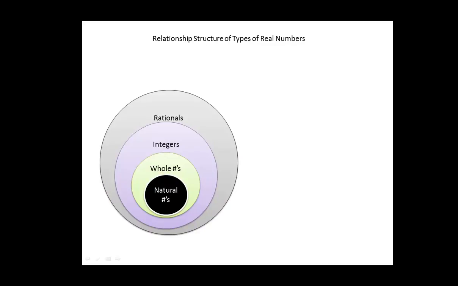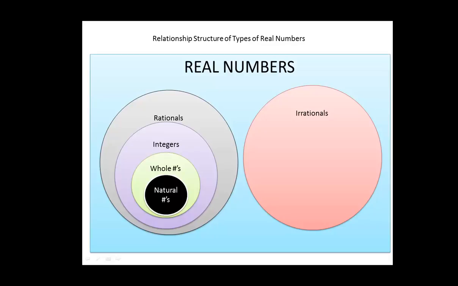So you see we have these nested sets. The natural numbers are part of the whole numbers, which are part of the integers, which are part of the rationals. Now we have to jump to the side and see the irrationals. There's no number which is both rational and irrational. They're entirely disjoint sets. And when we put them all together, those are the real numbers. That's a nice little diagram to help you with the structure of the real numbers.